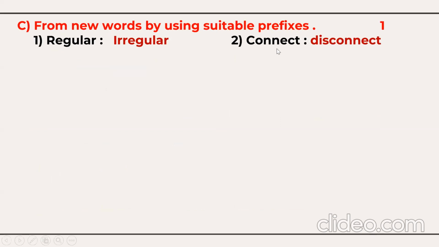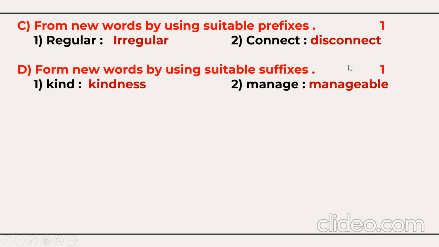Next question, again suitable prefixes. You need to add prefixes here: regular, irregular. So ir is the prefix. Connect, disconnect. So the words are given here, regular, irregular. You need to add a suitable prefix. Irregular, disconnect. A suffix we need to add at the end of the word and the prefix before the word. That's for 1 mark. Suffix: kind, kindness. Manage, manageable. So in manageable, able is the suffix. Here ness is the suffix. So that's for 1 mark.